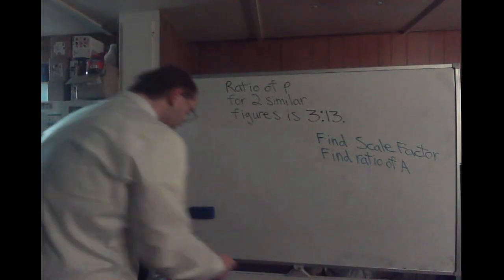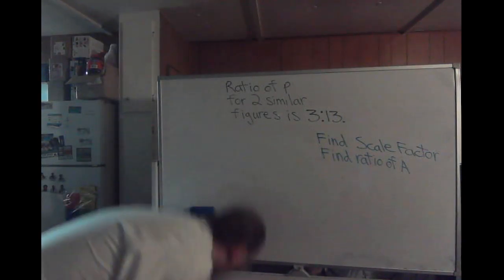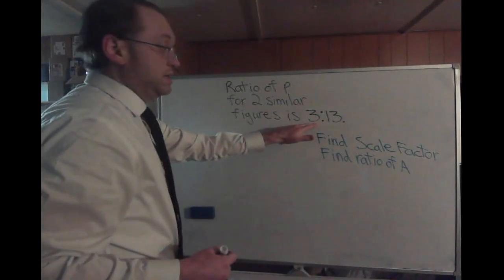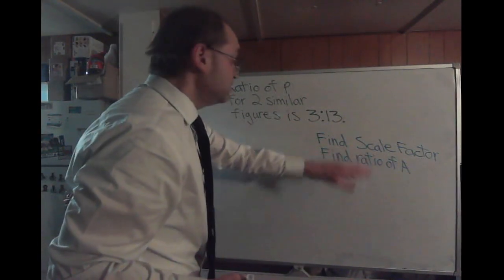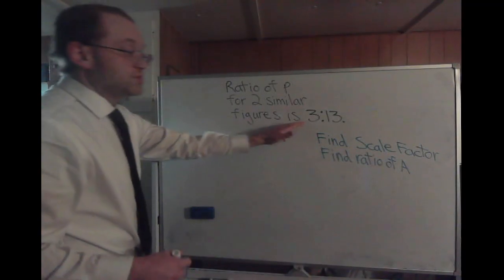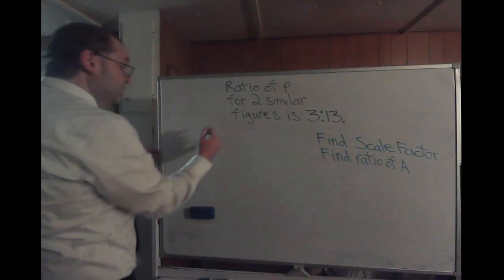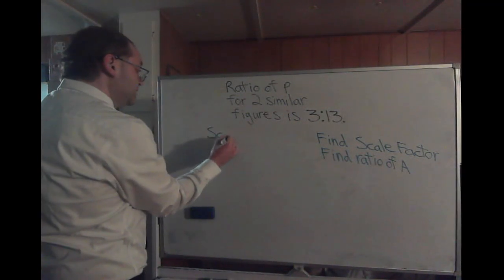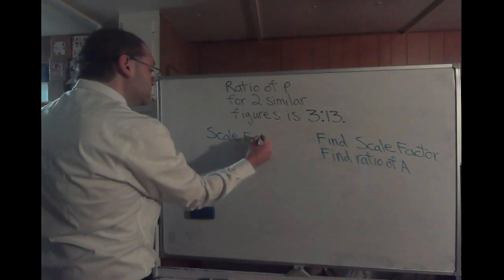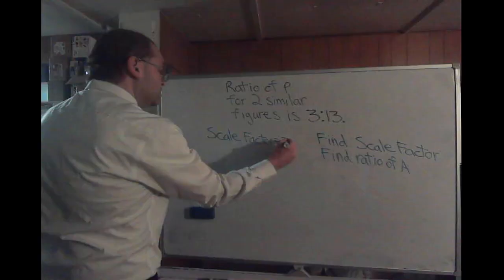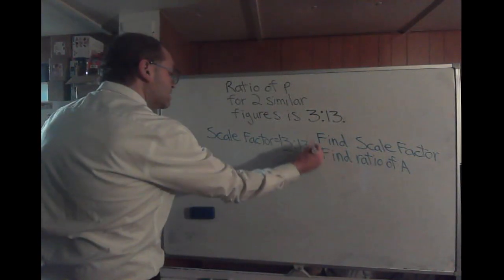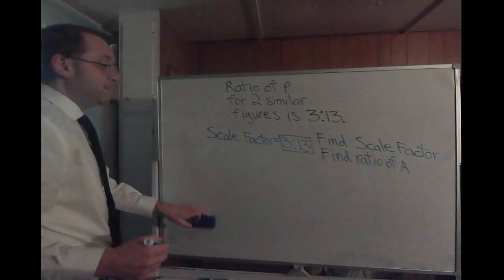Alright, so we have two similar figures where the ratio of their perimeters is 3 to 13. We need to find the scale factor itself and the ratio of the areas. Well, if the ratio of the perimeters is 3 to 13, that means the scale factor is also 3 to 13. Alright. That was pretty easy.